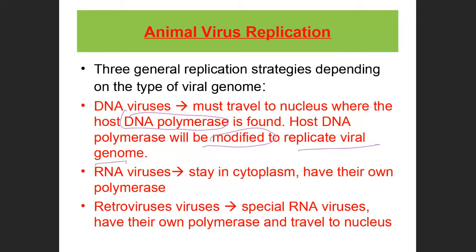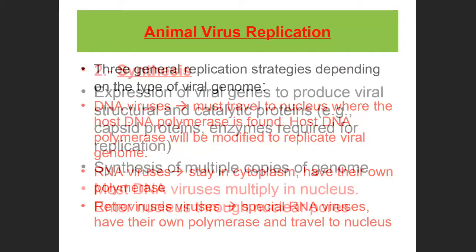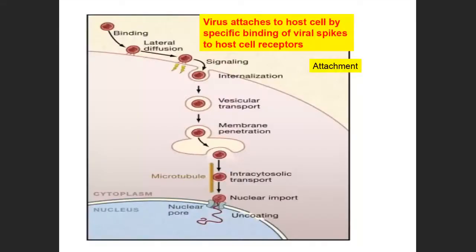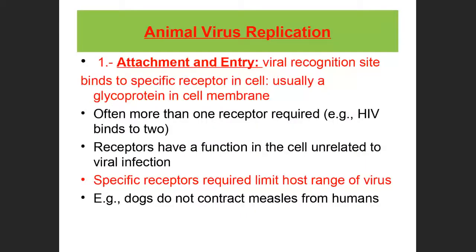All right, now there is such a thing as an RNA virus. An RNA virus does not need to go in the nucleus because it will not be replicated by a DNA polymerase. So let's talk about RNA viruses. And by the way, the COVID virus is an RNA virus. So this is basically what COVID is going to do.